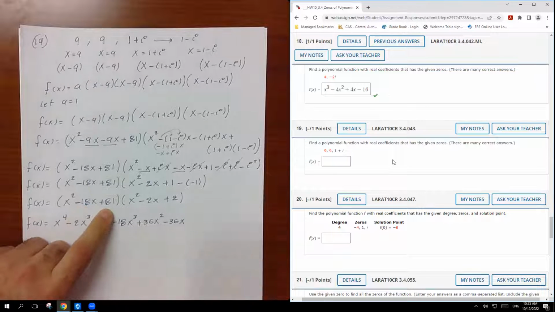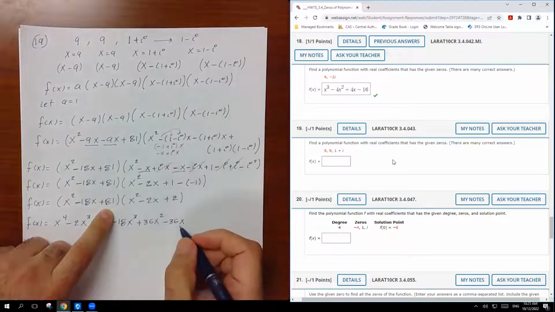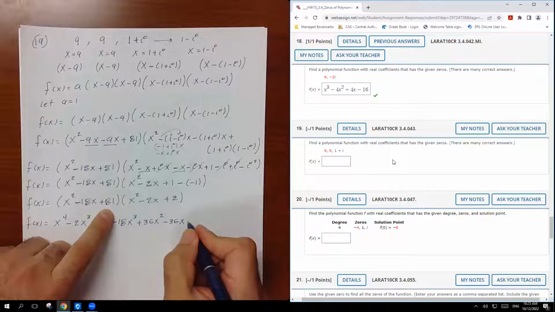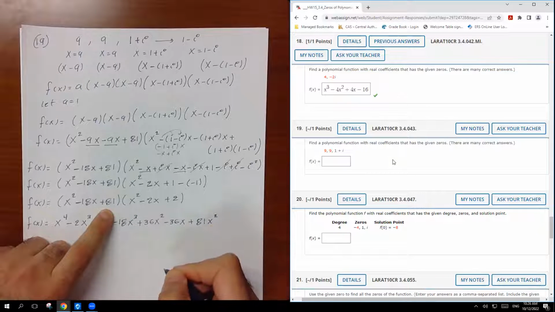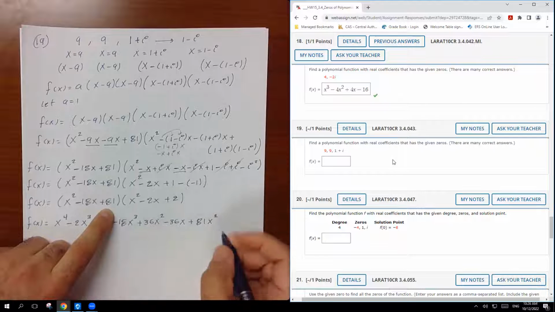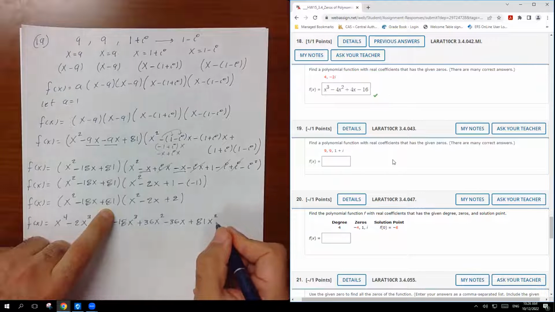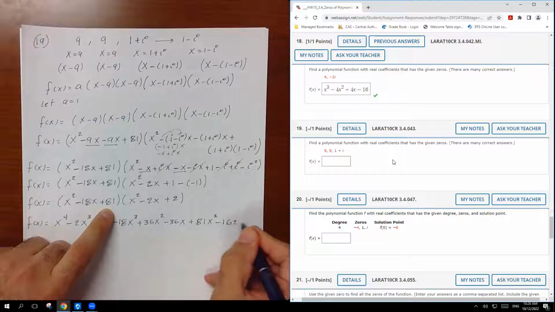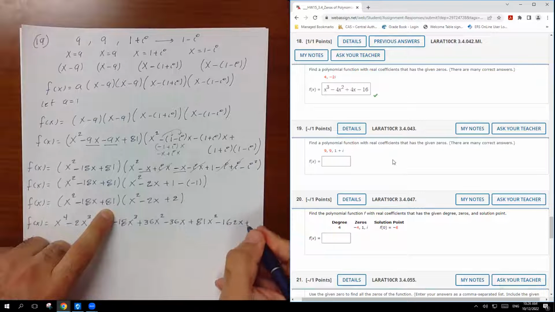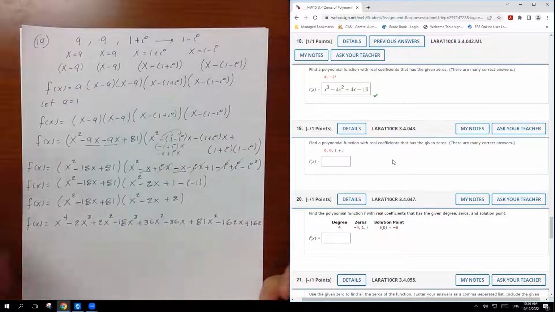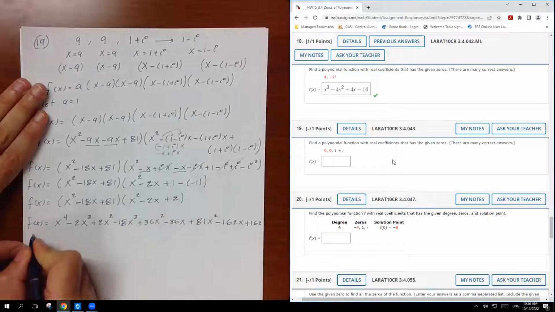The last one is going to be distributing the number 81. 81 times x squared, so it will be plus 81x squared. 81 times negative 2x is going to be minus 162x. 81 times 2 is going to be plus 162. Now we just have to combine the like terms.